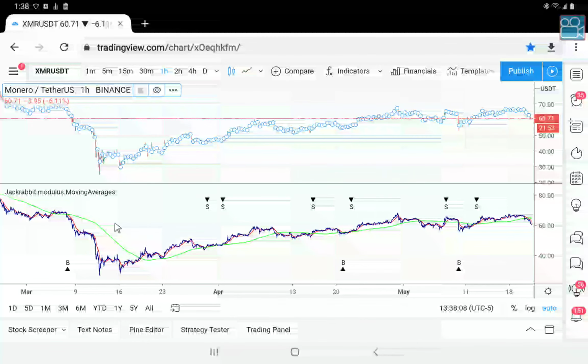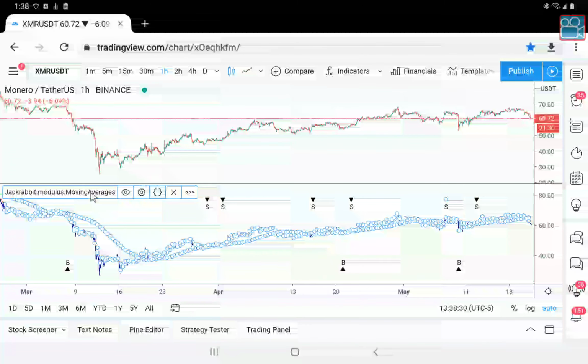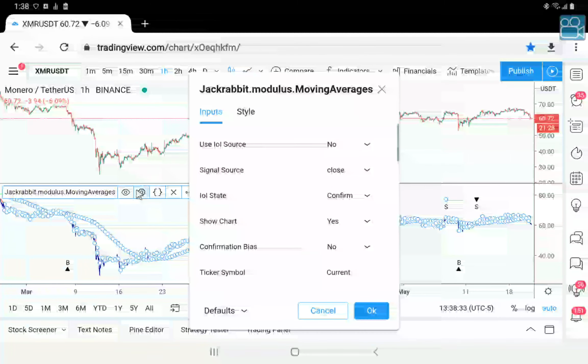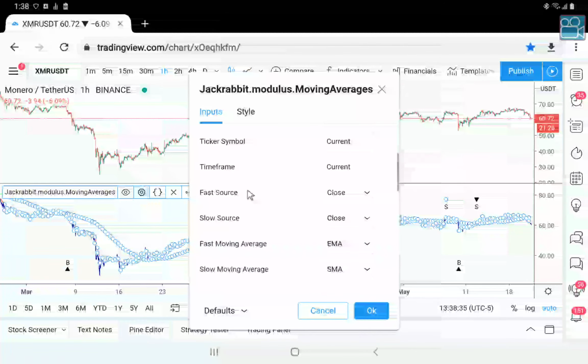So here we have the standard crossovers, cross-unders. It buys when the fast line crosses under the slow line. It sells when the fast line crosses over the slow line. Completely textbook. Okay, so now let's move to the next one.